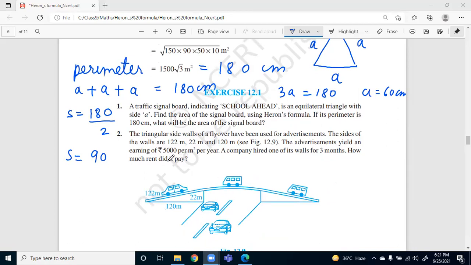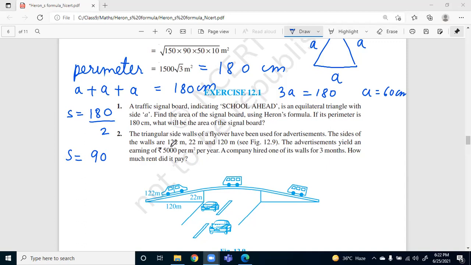So the first thing I have to do is find the area of this triangular wall. The dimensions of this triangle are given: 122, 22 and 120. So the first step is to find the area, and then I know that for 1 meter square for a year the cost is 5,000. These are the things which are given in the question. So please write in your copy the things which are given, then tell me, and I will be doing it on the board.